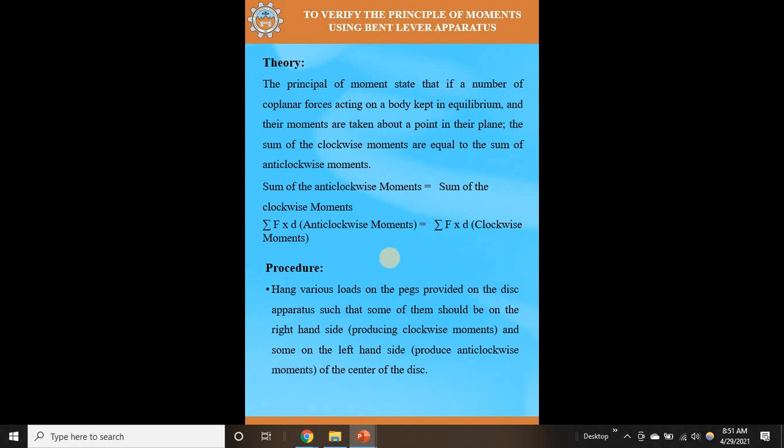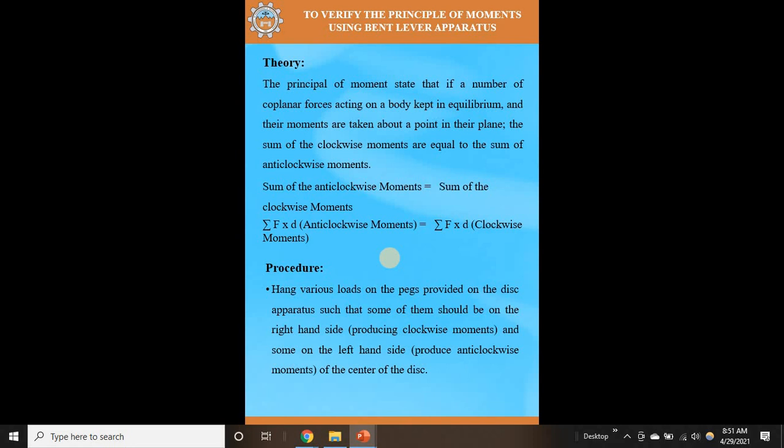Now all you have to do is note down the reading of the weights and call them F1, F2, F3, F4, whether it is in pounds or in newtons. If you have mass, you will multiply that mass with g, so it comes to the units of force.